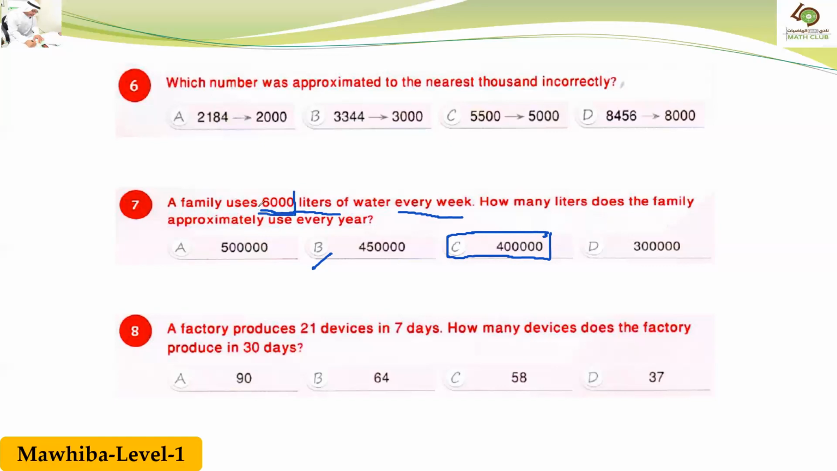A family uses 6,000 liters of water every week. How many liters does the family approximately use every year? If you know how many weeks are in 1 year, can you tell me? Do you have any idea how many weeks are in a year? I think it is 52 weeks, right? 52 weeks per year. So we multiply 52 times 6,000. Maybe you can approximate this also. You put 50 times 6,000. Then you put the same number of zeros. Then you multiply 5 times 6.